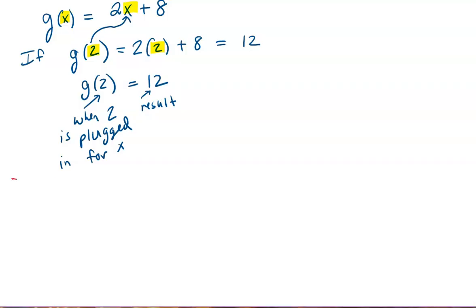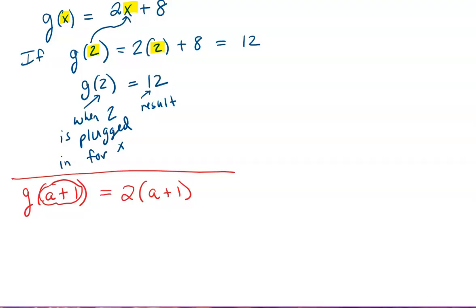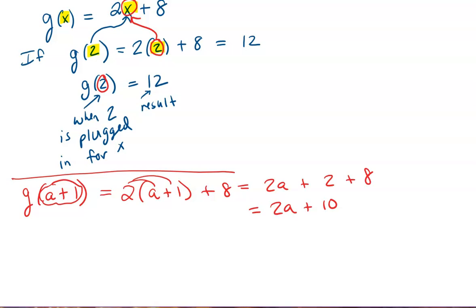Okay, so similarly, I want you to think about, what would you do if I asked you to evaluate g of a plus 1? And hopefully you're recognizing, well, I would just take a plus 1, this part, plug it in the g function where x used to be. Just like we did earlier when there was a 2. I put 2 in the same place where x is in the g of x function. And then I would evaluate that. So I'd get 2a plus 2 plus 8, and then that would be 2a plus 10. And this expression would be what g of a plus 1 equals. It equals 2a plus 10.